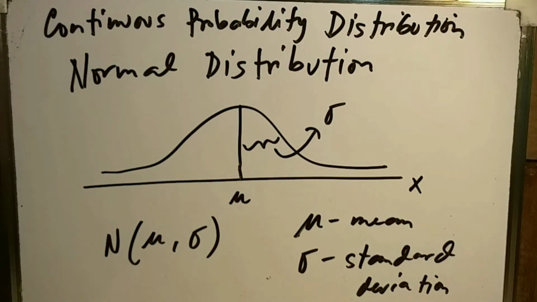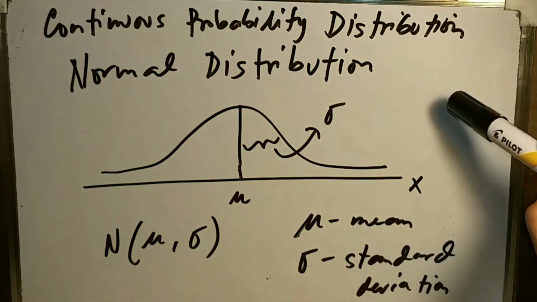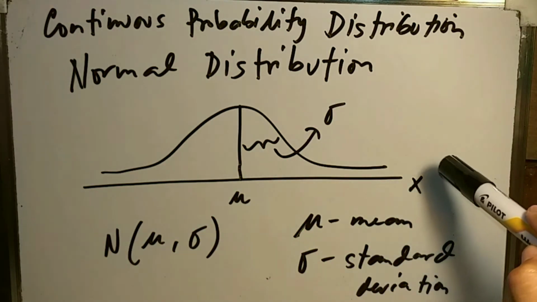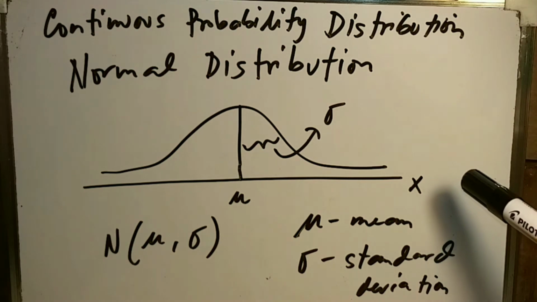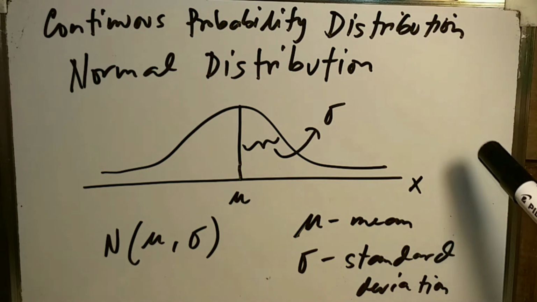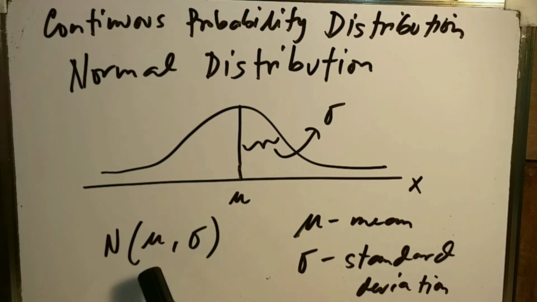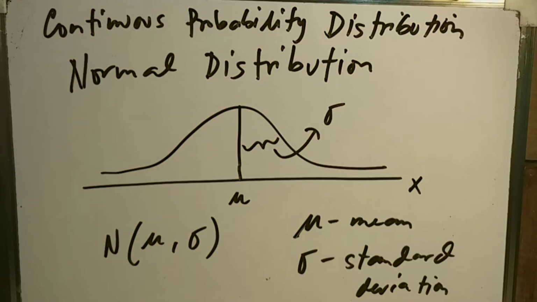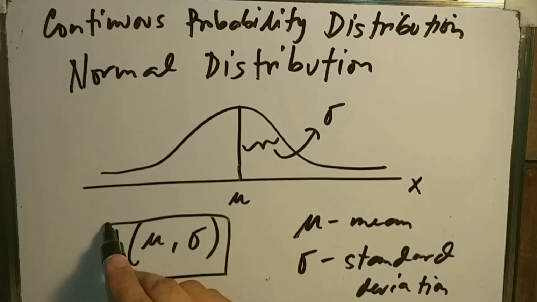For the continuous probability distribution, we will tackle the so-called normal distribution. This graph shows the normal distribution. The normal distribution has a bell-shaped curve with parameters mu and sigma. Mu is what we call the mean of the normal distribution, and sigma the standard deviation. So our notation for a probability distribution that has a normal distribution, we have this notation.